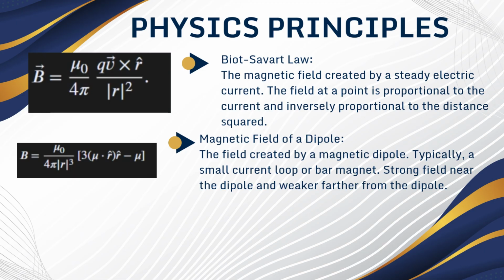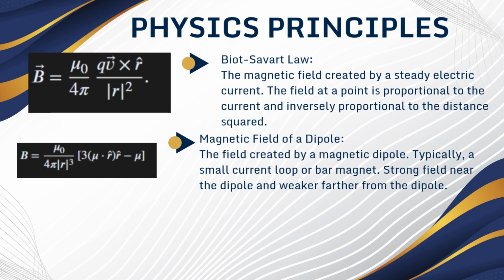And here are the physics principles used in this lab. The Biot-Savart law, and here's the formula for that. On the left, the magnetic field created by a steady electric current. The field at a point is proportional to the current and inversely proportional to the distance squared. And then the magnetic field of a dipole formula, seen on the left, and I'm going to describe it here. The field created by a magnetic dipole, typically a small current loop or a bar magnet. In this case, strong field near the dipole and weaker farther from the dipole.